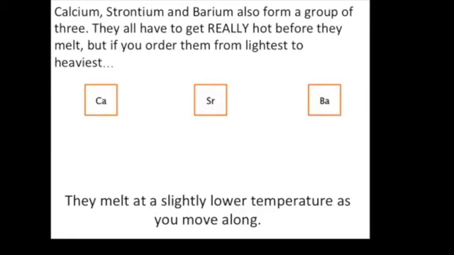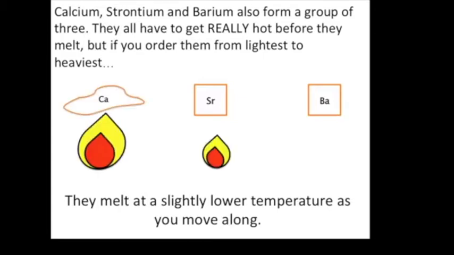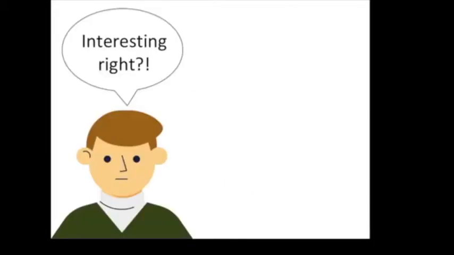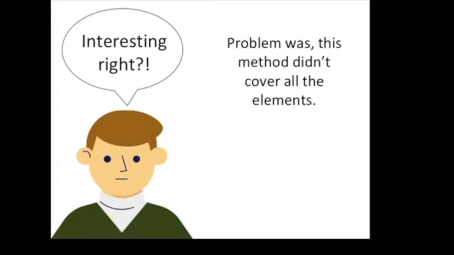There was one with calcium and strontium and barium as well. They all have to get really, really hot before they melt. They've got high melting points, but if you order them from the lightest to heaviest, then they melt at slightly lower temperatures as you move along. So, you know, everyone was pretty pleased by this. It was quite interesting. The only problem was the method didn't cover all the elements. And also, we kept discovering new elements, and they didn't fit the pattern either. So sadly, it's not what we learn now.